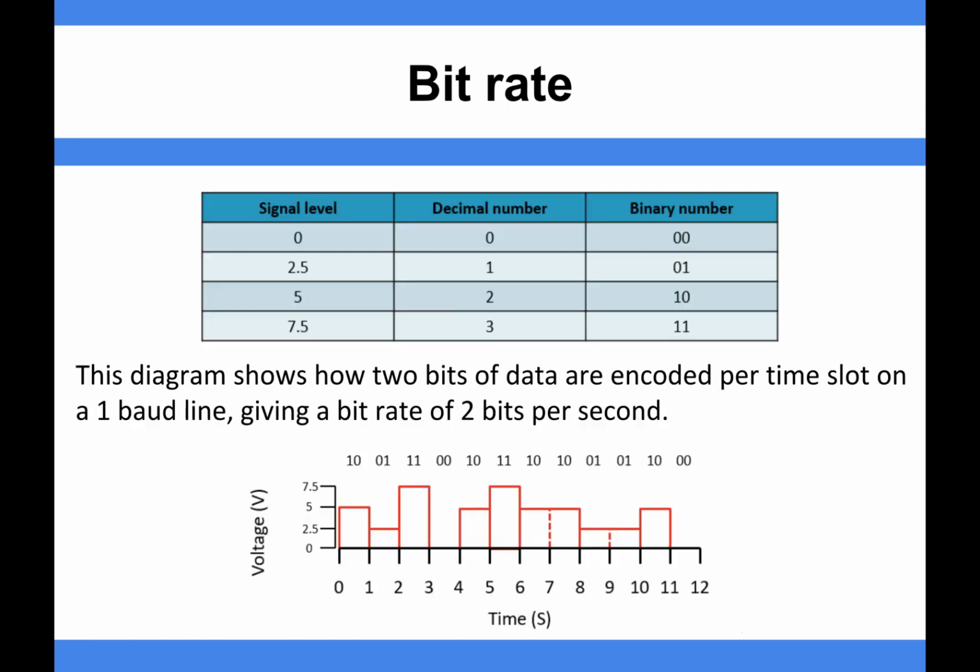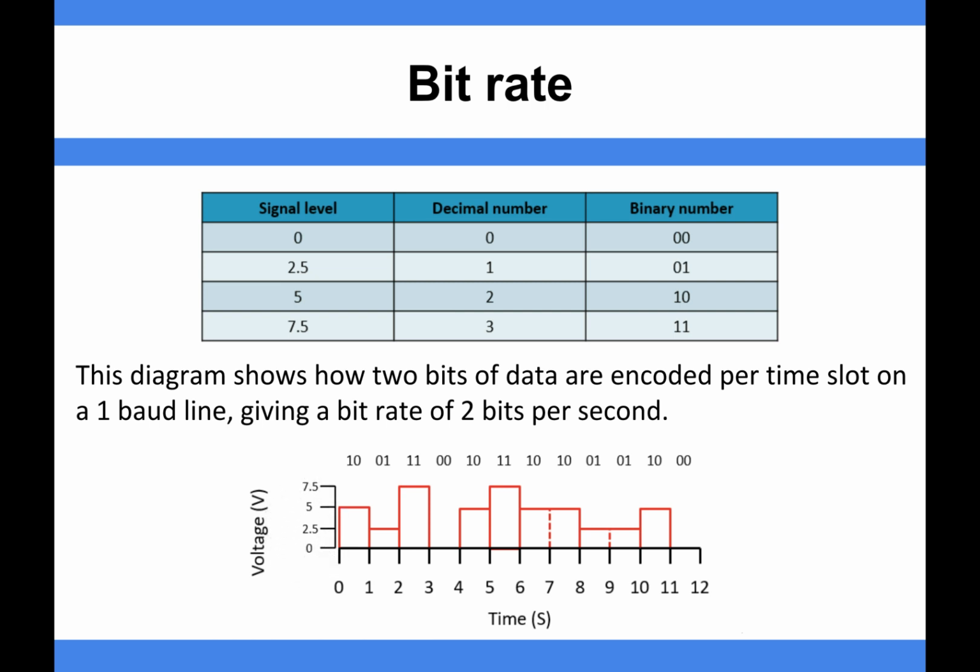As an example, let's say we've got 4 possible voltages down the left. So you've got 7.5 volts, 5 volts, 2.5 or 0. What you could say is that each of those voltage levels represents a 2-bit binary number. Because with 2-bit binary, you've got 4 possible options: 0 0, 0 1, 1 0, or 1 1. So I need 4 voltages to send 2 bits per signal change.